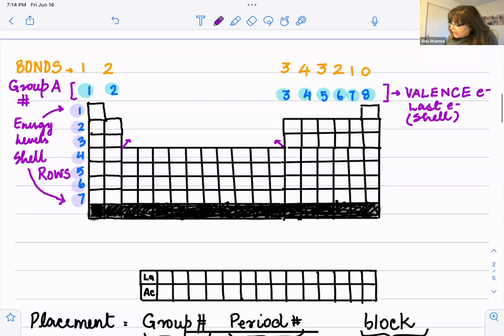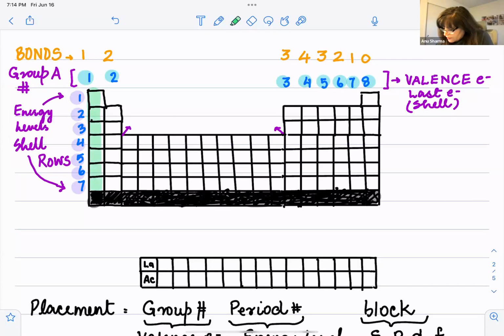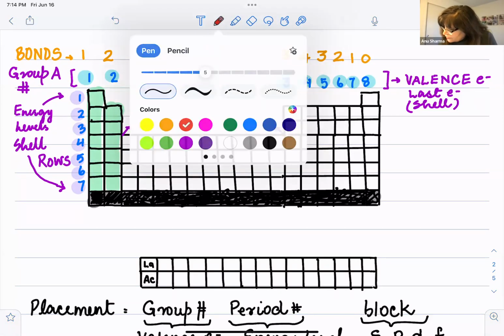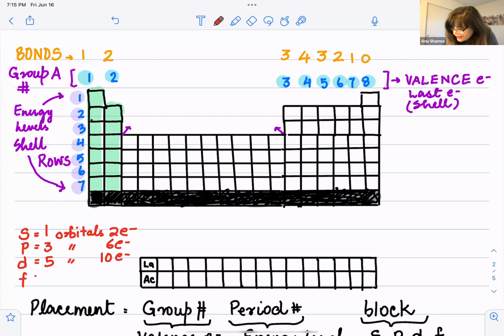So anyways, now we are looking at the blocks. What are the blocks? Pay attention to this one. This whole piece and these two. Now, keep this in mind. S has 1 orbital, so it can hold a maximum of 2 electrons. P has 3 orbitals and it can hold a maximum of 6 electrons, right? D has 5 orbitals and it can hold a maximum of 10 electrons. And F has 7 orbitals, so it can hold a maximum of 14 electrons.